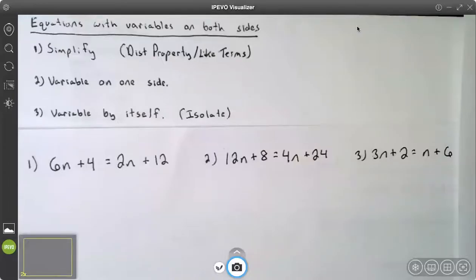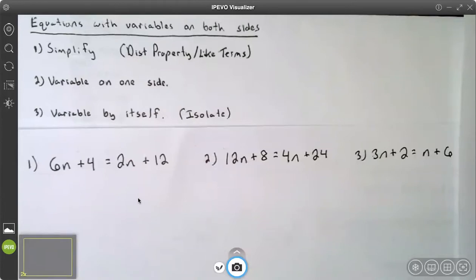This video is on equations with variables on both sides. Previously, we have solved equations where you had to simplify each side using the distributive property and combining like terms, and you've had to get the variable by itself. You've had to isolate the variable. Today, we're going to do equations with variables on both sides.